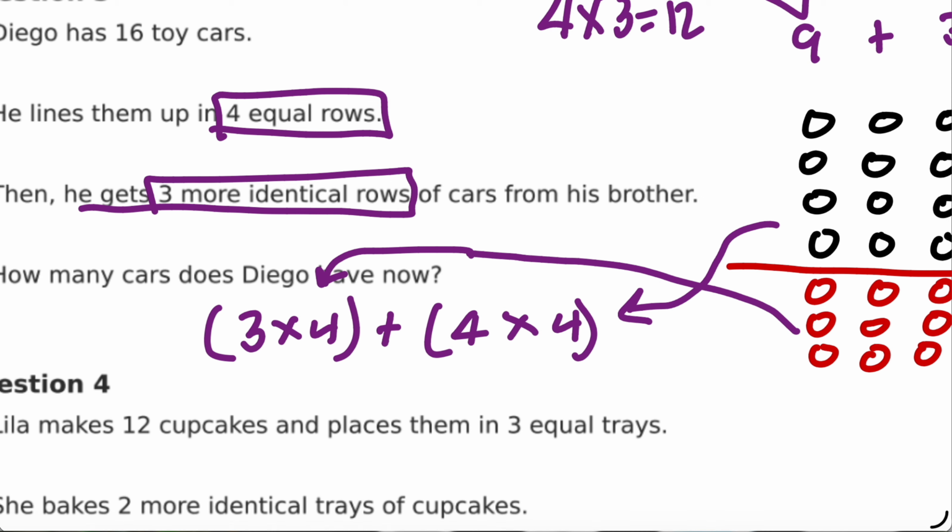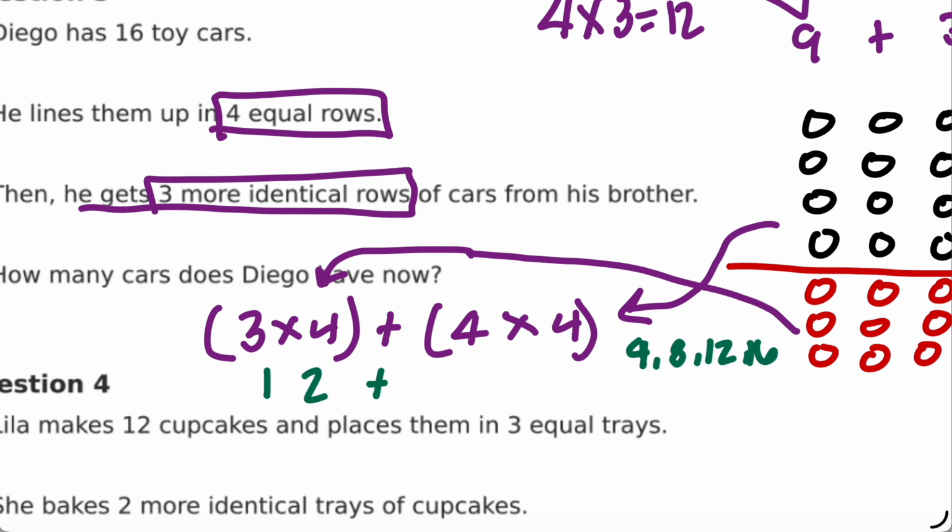Well, I know that 3 times 4 is 12. Okay, now I'm going to answer the second question of what is 4 times 4. Well, if I don't know my multiples of 4, I can simply use skip counting. So let me do that here. 4, 8, 12, 16. Okay, so I know that 4 times 4 is 16.